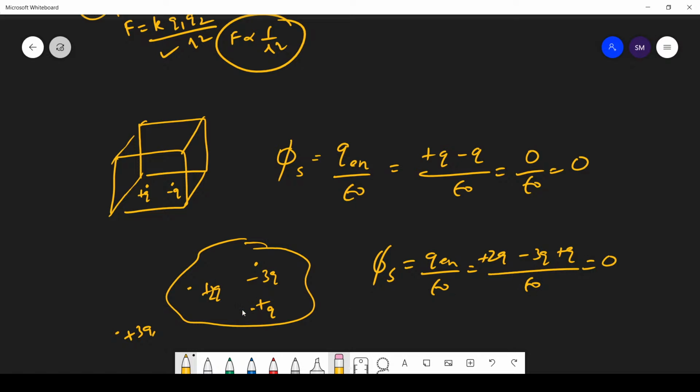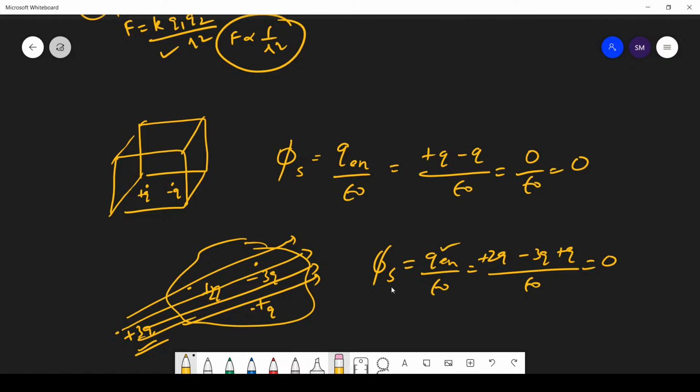Now, sir, what about this plus 3q? Okay, beta, the field lines of this plus 3q will pass through the surface. So the number of field lines entering equals the number of field lines leaving. So there will be no impact of the charge outside the surface. This is a closed surface, so only the charges inside the closed surface will be considered as charge enclosed. Charges outside have no effect on the flux.